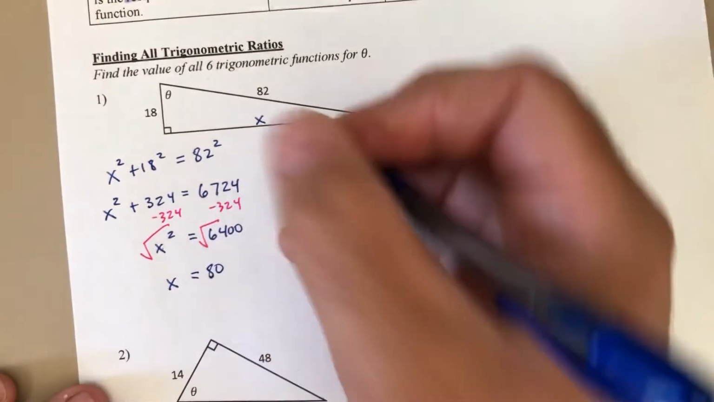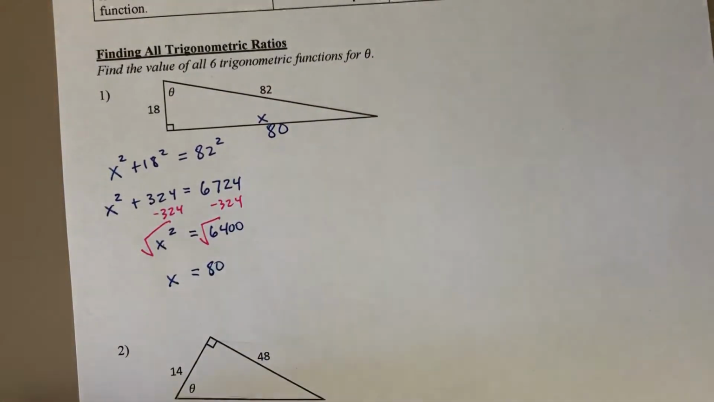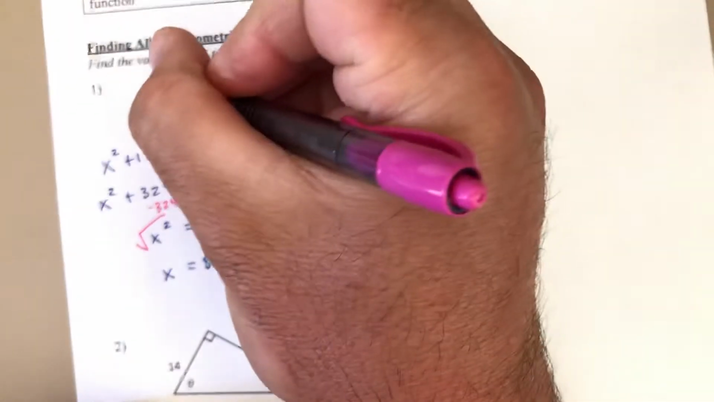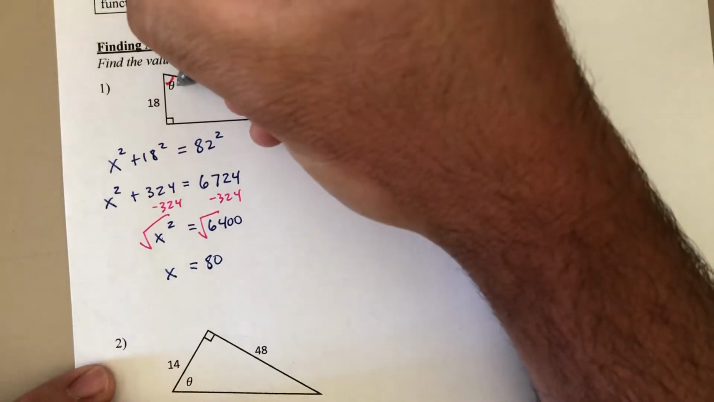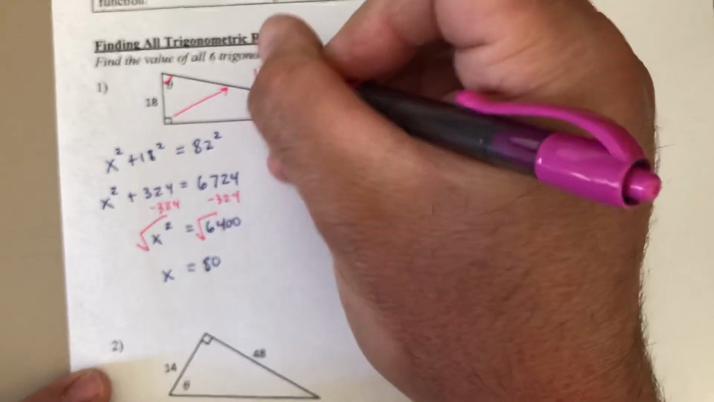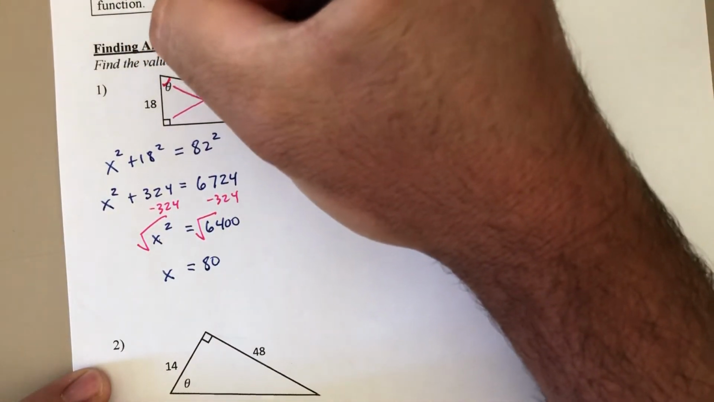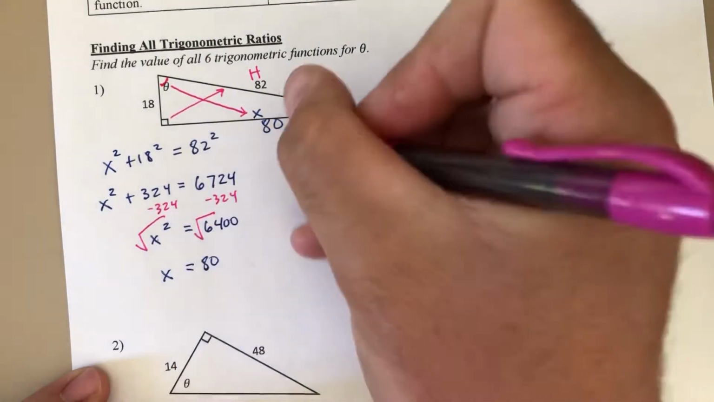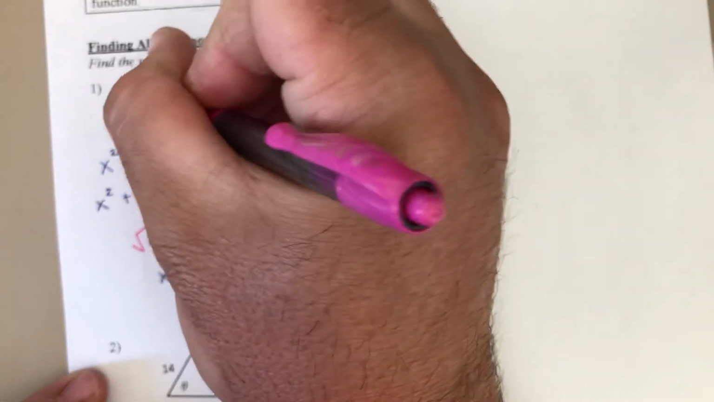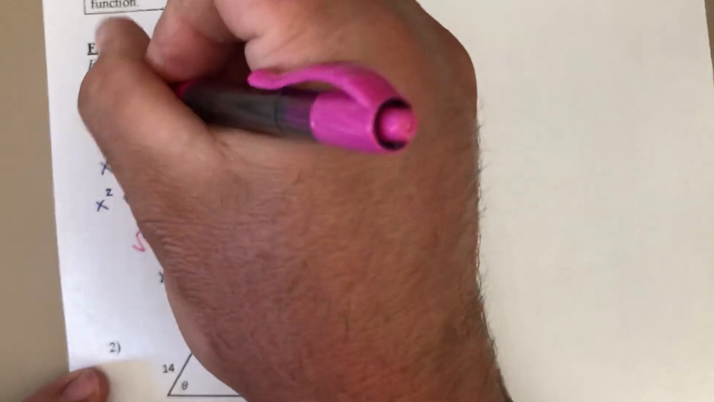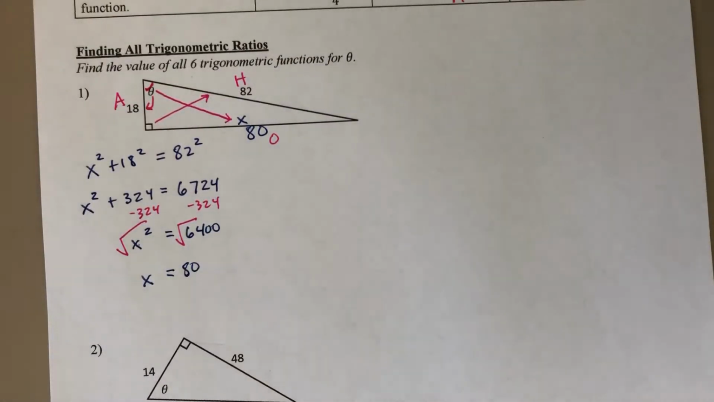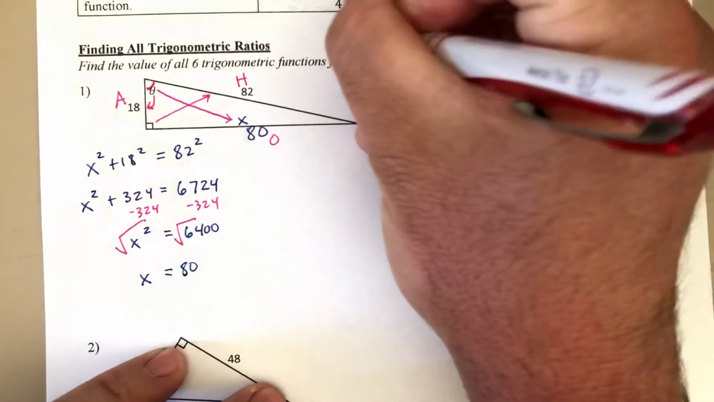So back up here to our picture. Now we know this is 80. Here's our angle theta. So we identify the sides, right? Across from the right angle is your hypotenuse, so it looks like the 82 is the hypotenuse. Across or furthest away from the angle is your opposite, and the one closest to your angle is your adjacent. Okay, now we're going to have to remember our SOHCAHTOA again.